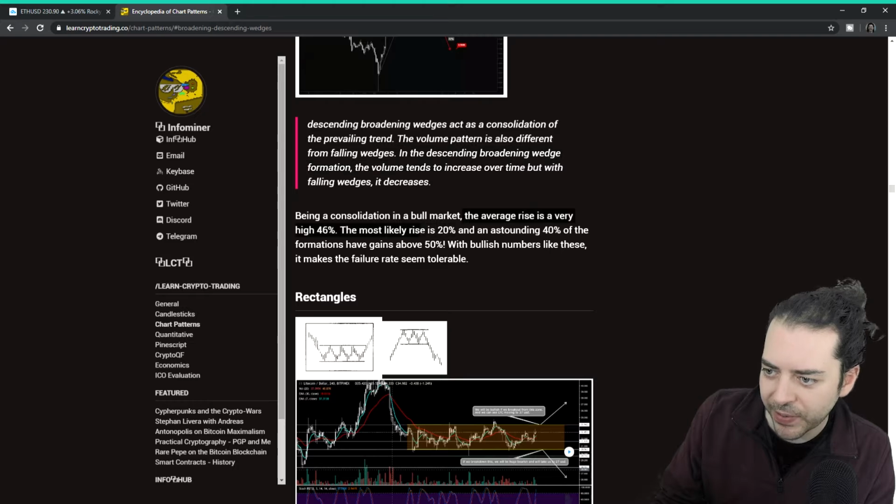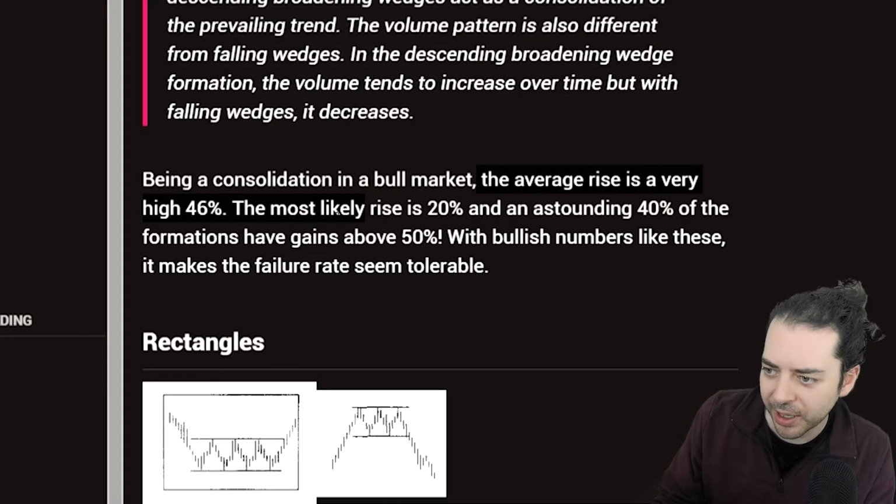The average rise is a very high 46%. The most likely rise is 20%, and an astounding 40% of the formations have gains above 50%. With bullish numbers like these, it makes the failure rate seem tolerable.